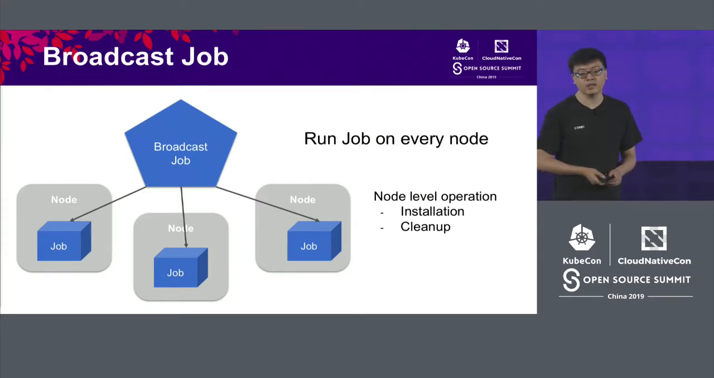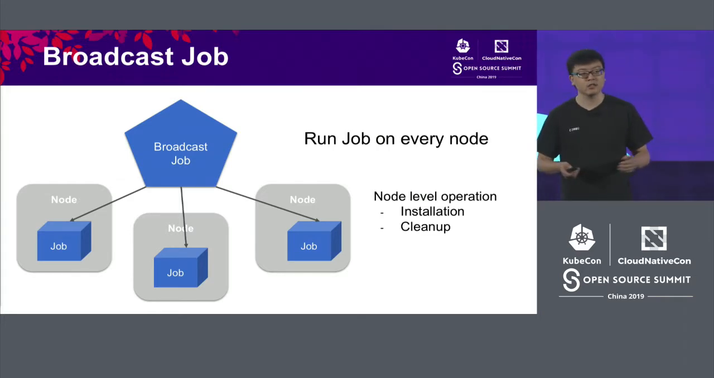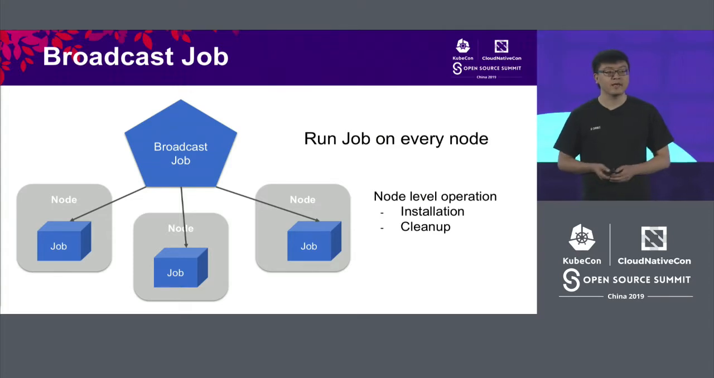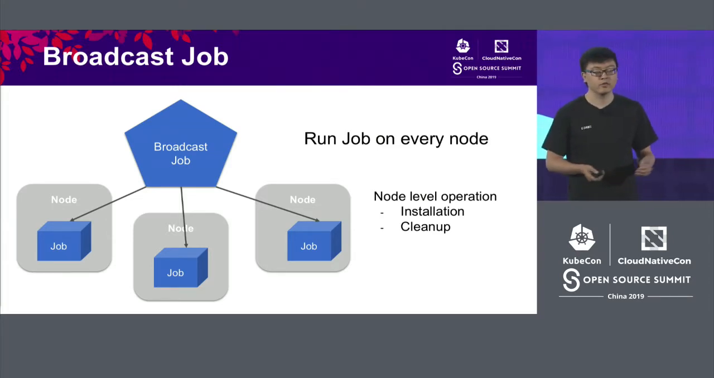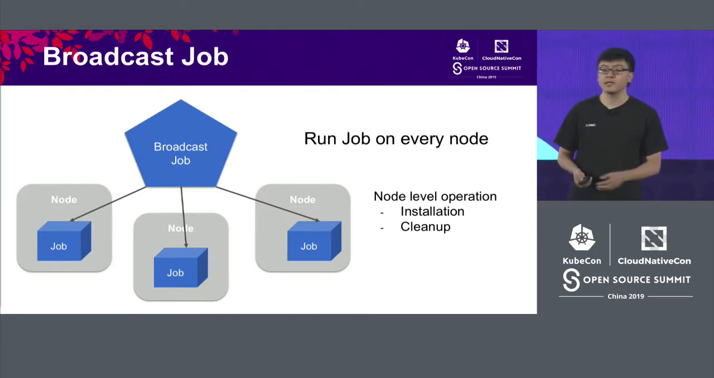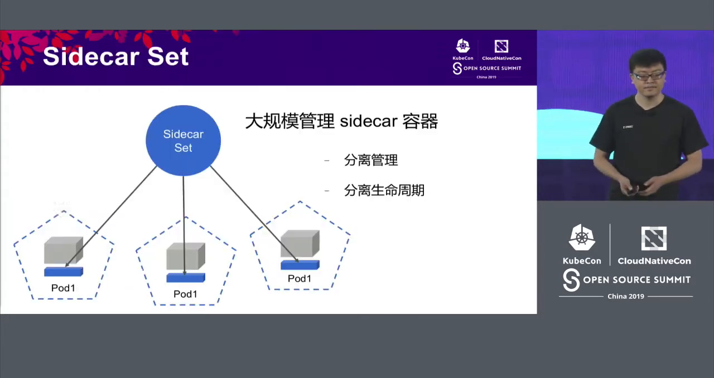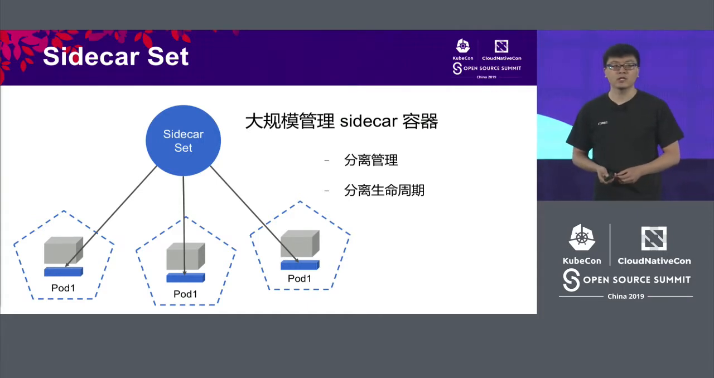And actually we have 3 different capabilities. One is a broadcast job. A broadcast job is a layer of abstraction, and it can enable the job to run at every node. So for job level operation, it is a great help. When you want to do cleanup and also operation installation on every node, then you can use a broadcast job.